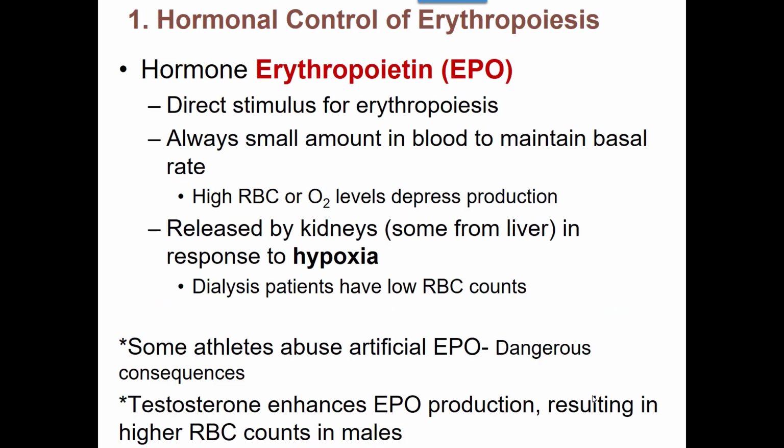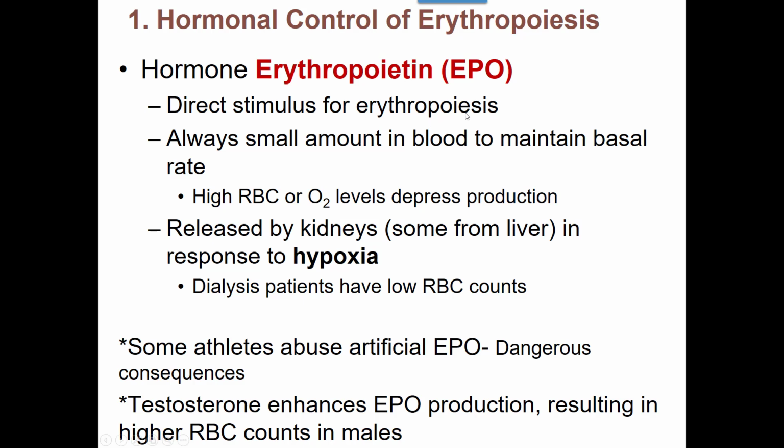It's a hormone known as erythropoietin. Again, erythro means red. Poietin or poiesis means making. So this is the hormone that's for making red blood cells. This is the hormone that's the direct stimulus for the making of red cells. Erythropoiesis just means making red blood cells. Erythropoietin is the hormone that does this.